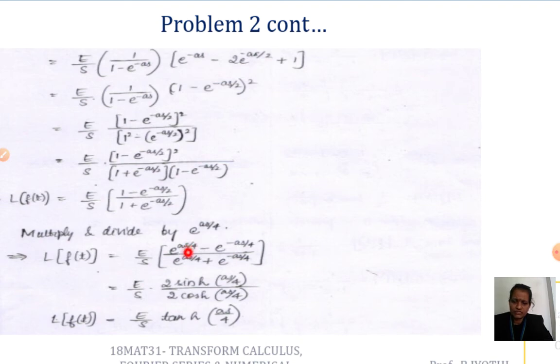Denominator also the same thing it will be. So this will be changed as sin h of as by 4 divided by 2 and cos h of as by 4 divided by 2. Here 2 and 2 get cancelled. We get e by s into tan h of as by 4.